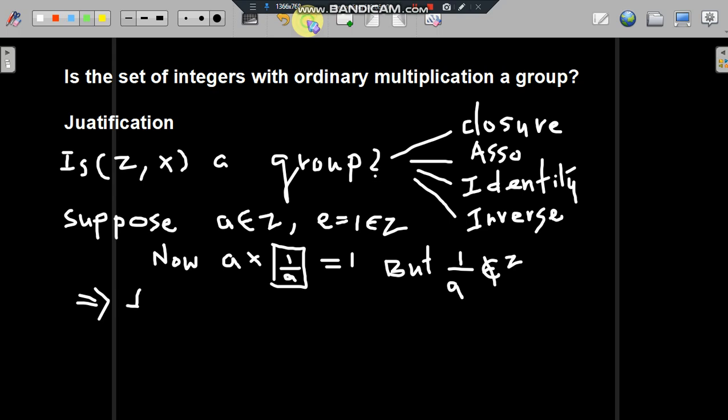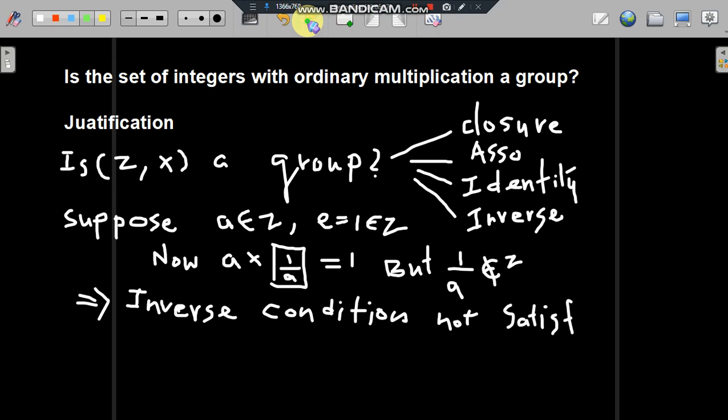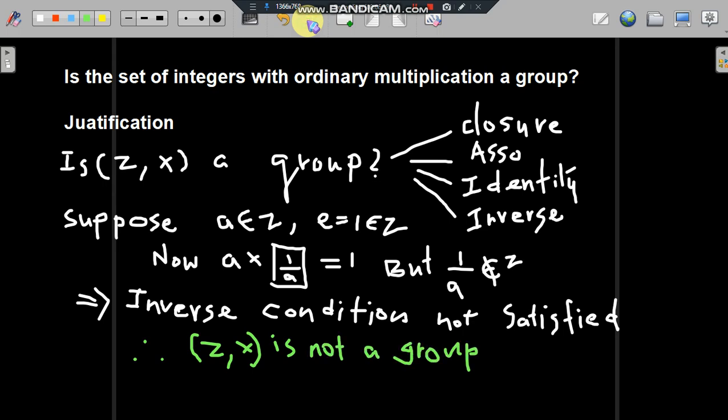Which implies the inverse property or condition is not satisfied in (Z, ×). Therefore (Z, ×), the algebraic structure, is not a group. We cannot say that (Z, ×) is a group. It may be an algebraic structure, but it is not a group, because the inverse condition is not satisfied. So thus we can answer the question here.